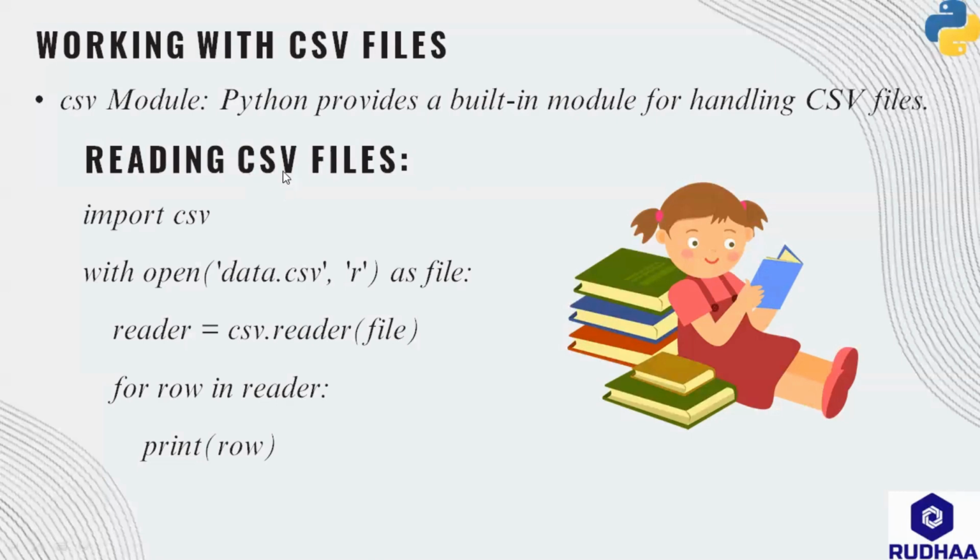With respect to CSV, we have rows and columns where the data exists. So instead of line, we are using the row and column.